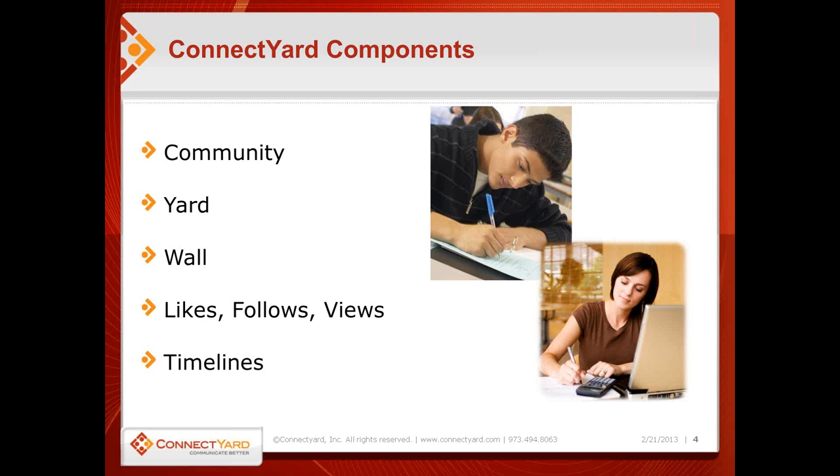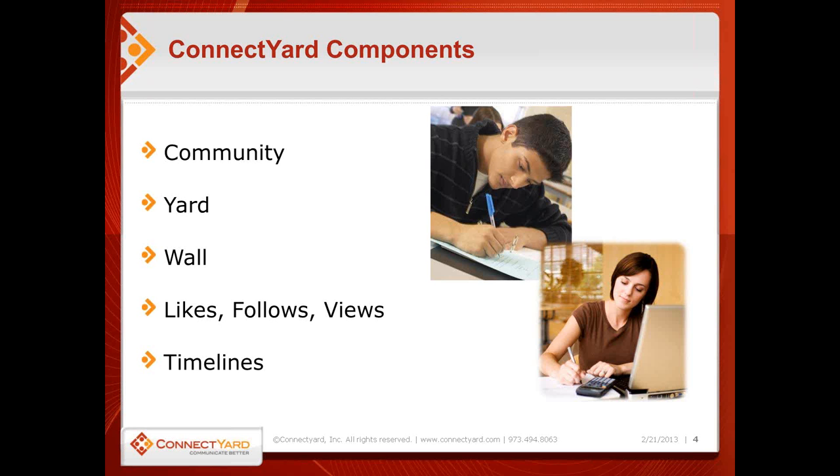Now, the second component there, or third in the list, is wall. So while yard allows group communications, wall communications are one-to-one. So basically it allows you to have private conversations with another user, so you can actually go one-to-one with them and communicate. Now, with all these messages, as we'll see in a few minutes, they all integrate with all the different channels of communication ConnectYard allows.